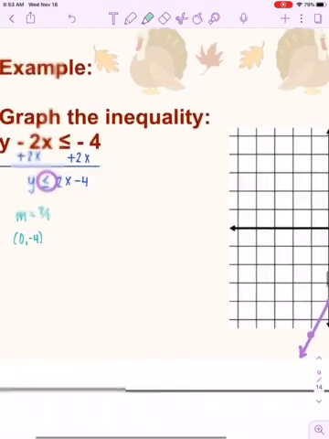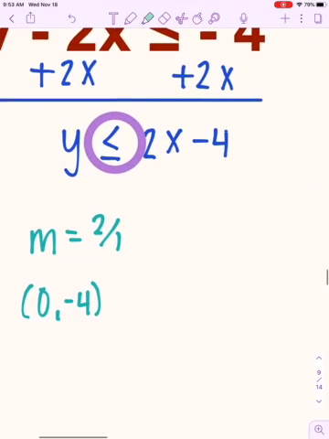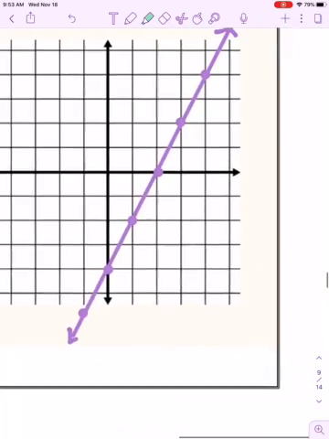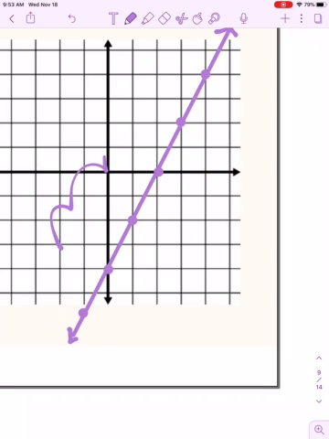Okay, so we have to figure out whether we're shading above or below. My final answer was a less than or equal to, so the less than is going to be below. So again, if this were a hill, I would be walking up this side of it, so that's the above. Where the sky is the above. Where the ground is the below. So I wanted to go below for the less than, so I'm going to shade everything underneath that line.